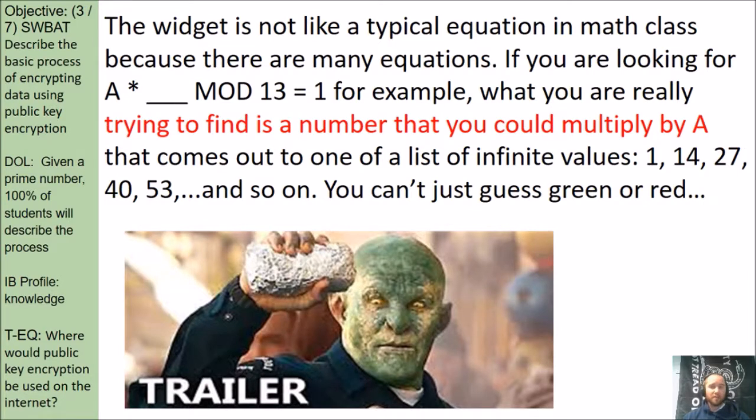So think back to that widget we used before and how not typical that thing was. That's not your typical math equation that you work with. Here's some more details. If you're looking for a times something mod 13 equals 1, for example, what you are really trying to find is a number that you could multiply by a. That comes out to be a list of infinite values. But using a very systematic approach, you can eventually figure out what the other person's secret is.